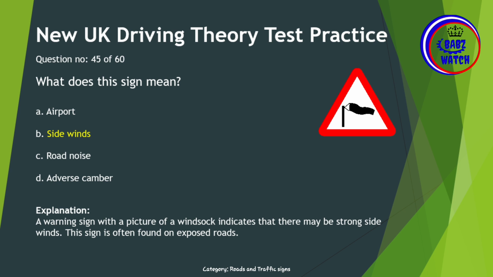Side winds. Explanation. A warning sign with a picture of a windsock indicates that there may be strong side winds. This sign is often found on exposed roads.